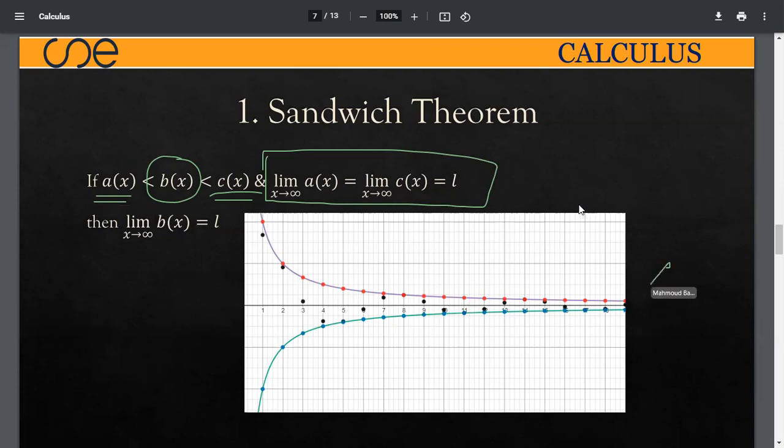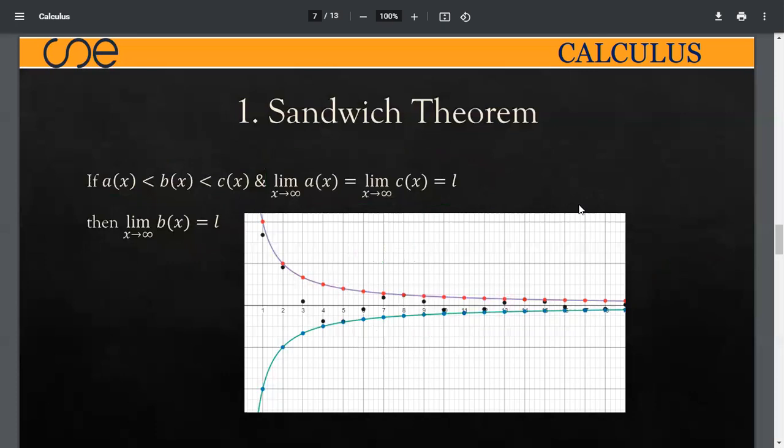So like in this case it is equal to 0. Here is my a of x, and here is my c of x. If the limit of a of x as x tends to infinity is equal to the limit of c of x as x tends to infinity is equal to some constant L, in this case 0, then the limit of b of x must be L, by definition. Since b of x is greater than or equal to a of x and less than or equal to c of x, then b of x is equal to L.